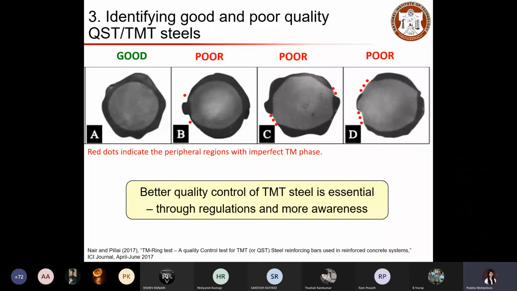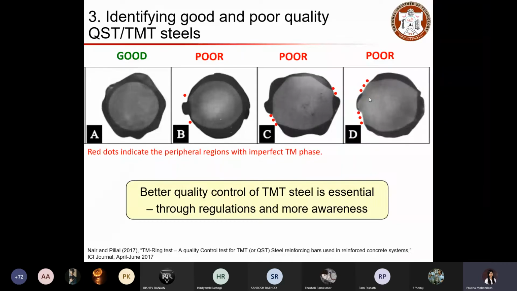And there is another, the D, also. So we can see there is no outer ring formed on the surface. So this indicates the quality of the quenching and tempering process during manufacturing. If that control is not there during the manufacturing process, that may lead to such poor formation of your outer and inner region. So better quality control of TMT steel rebar is essential.